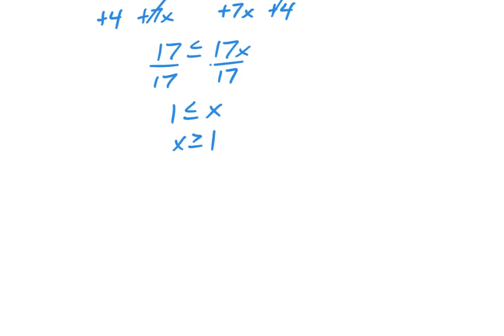Now, if we were to write our answer here, graph it first. We're going to start at 1. What kind of symbol do we want here? We want a bracket because we have equal to. The way I like to remember it is when I see the equal to, that means we're going to close that bracket off. It's not going to be rounded like a parenthesis. So we're going to start at 1 with a bracket, and then we're going to shade it to the right. Everything from 1 to infinity.